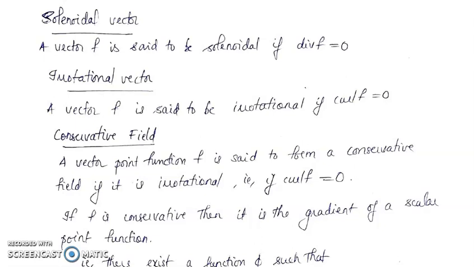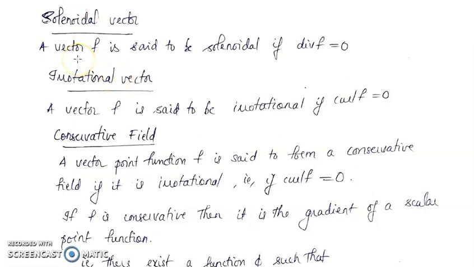Good morning, dear students. In the last classes we were seeing what is divergence and curl, and we were seeing different properties of divergence and curl. So, today's class we'll look at a few definitions and problems using those definitions. The first definition is what is called a solenoidal vector.